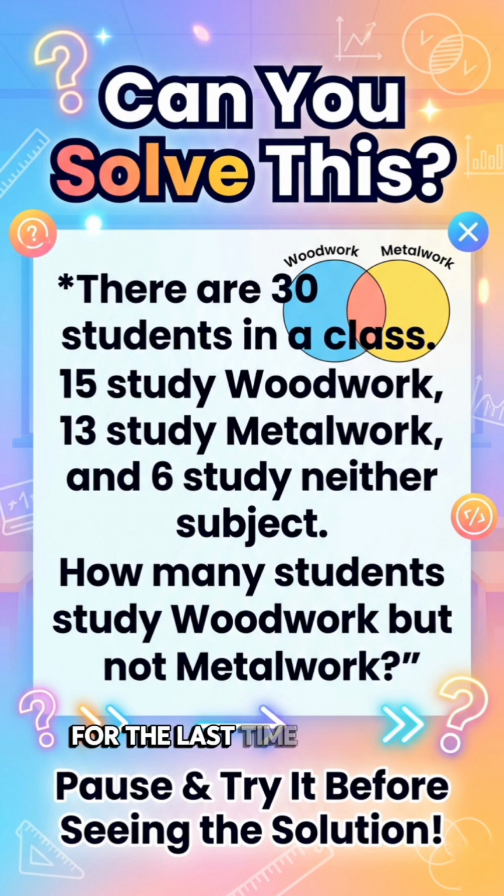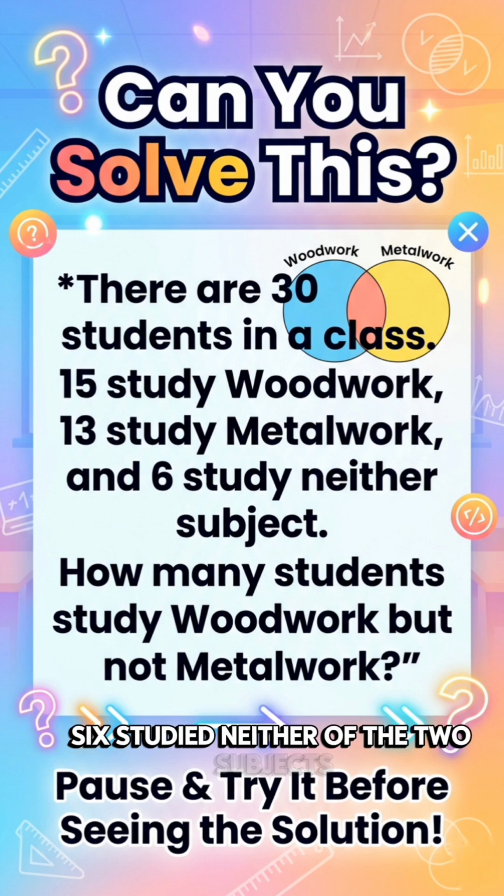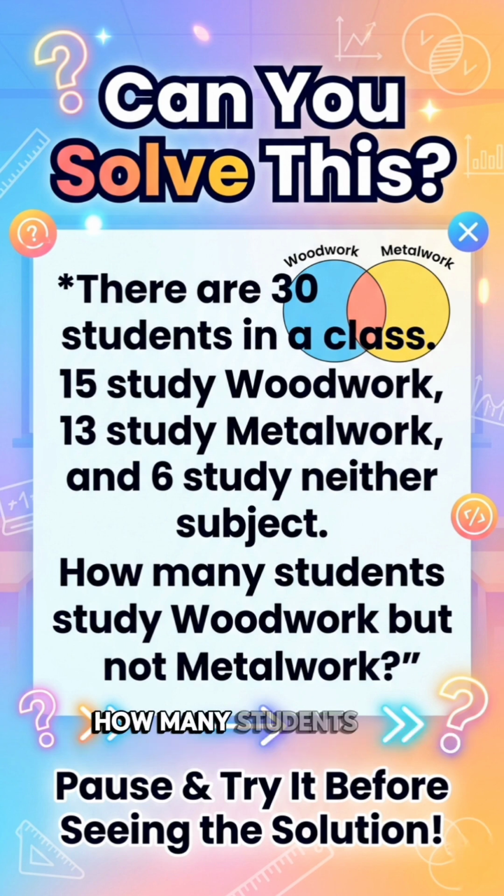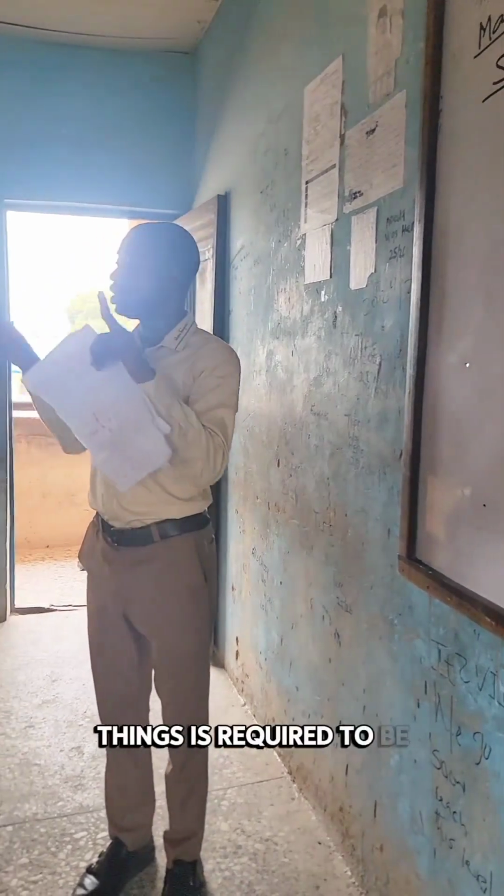For the last time, there are 30 students in a class. 15 study woodwork and 13 study metalwork. 6 study neither of the two subjects. How many students study woodwork but not metalwork? This is required to be in your diagram.